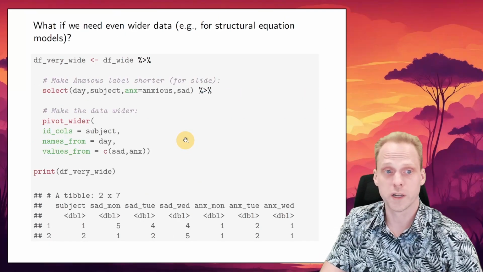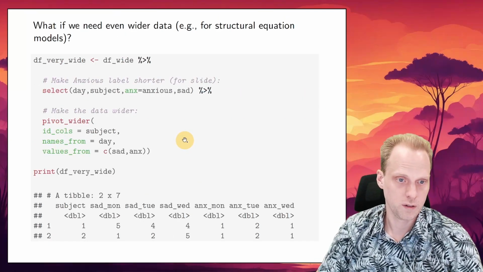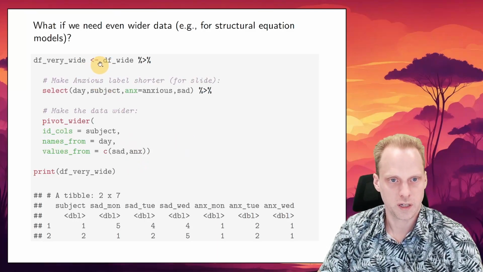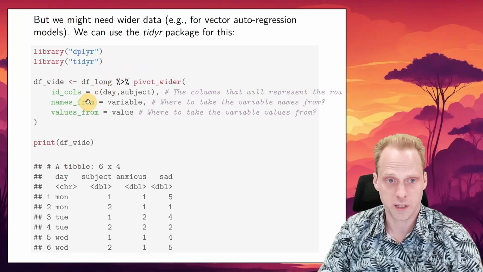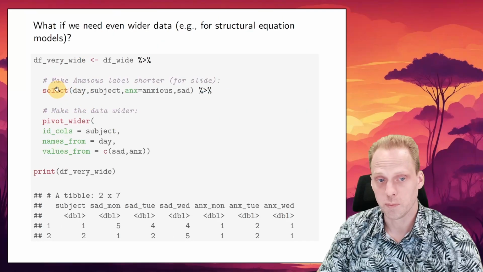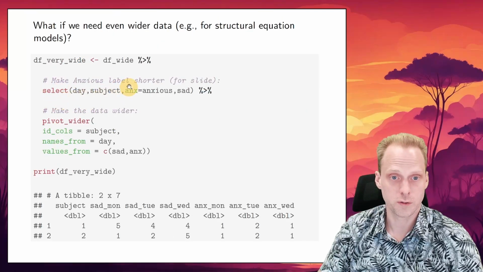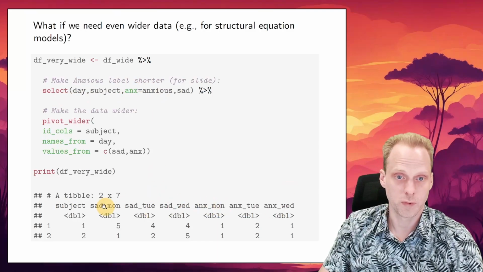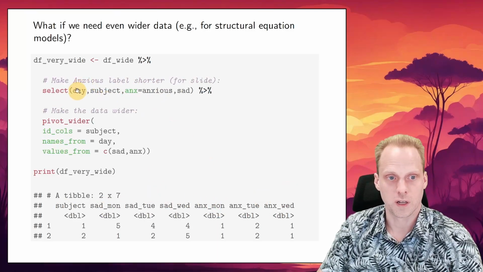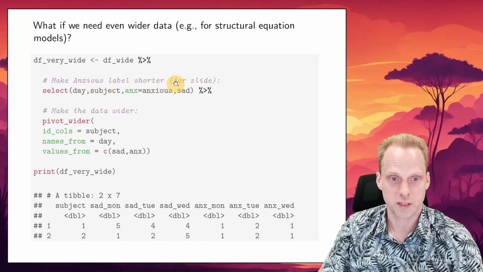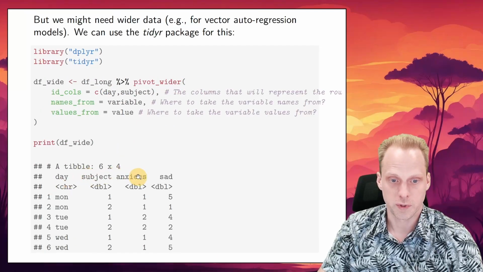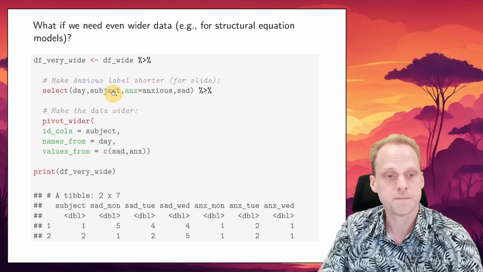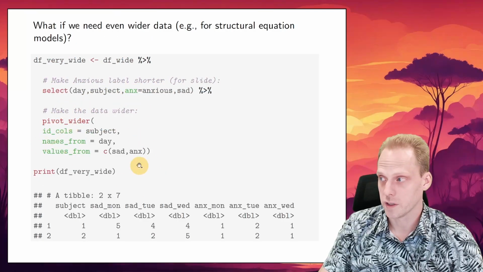What if we need even wider data? Well, we can do the same. So what I do here is I take my wide data that I had. I use this dplyr select function to rename anxious to angst, so that otherwise these column names become very long. I say select day, subject, anxious, and sad. So we had day, subject, anxious, and sad already. All I do is rename anxious to angst. And I use pivot wider again.